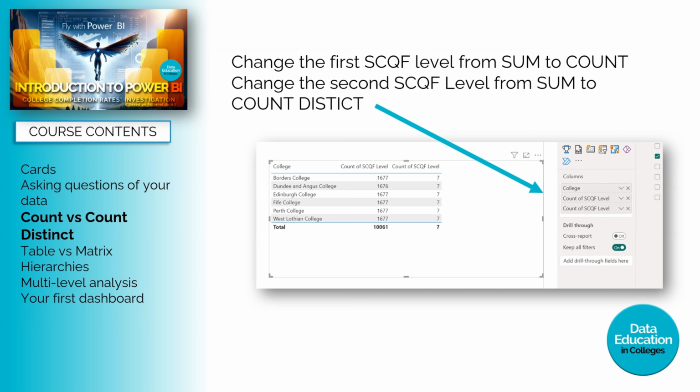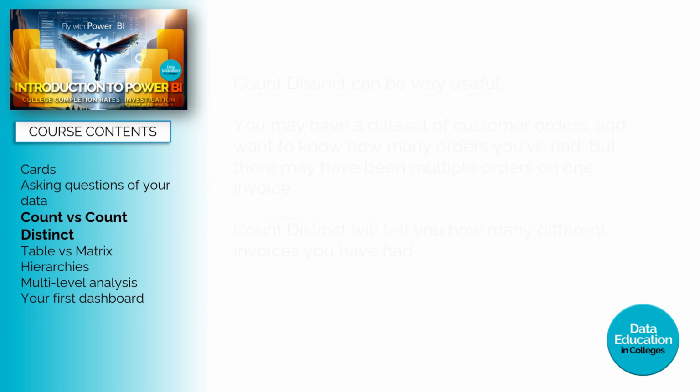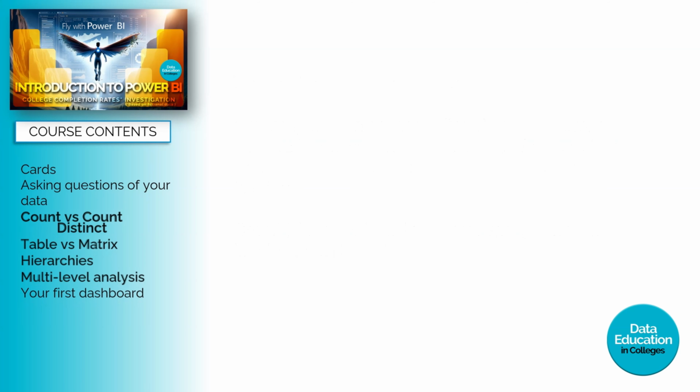Count tells us how many instances there are of SCQF level. Count distinct tells us how many different. Our SCQF levels go from 3 to 9, so there's 7 different ones. Count distinct's a really useful one for all sorts of different things. You may have a business with a data set of orders, and you want to know how many orders there are in total, but you may be able to use count distinct to tell me how many different invoices you've had, say, from different customers.